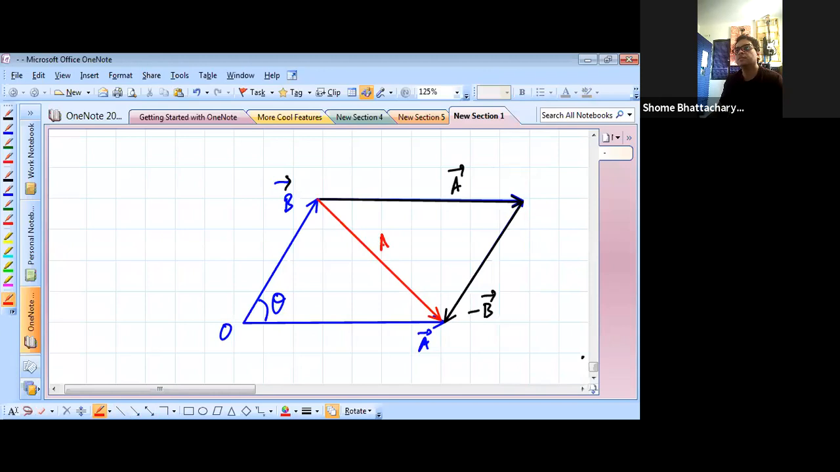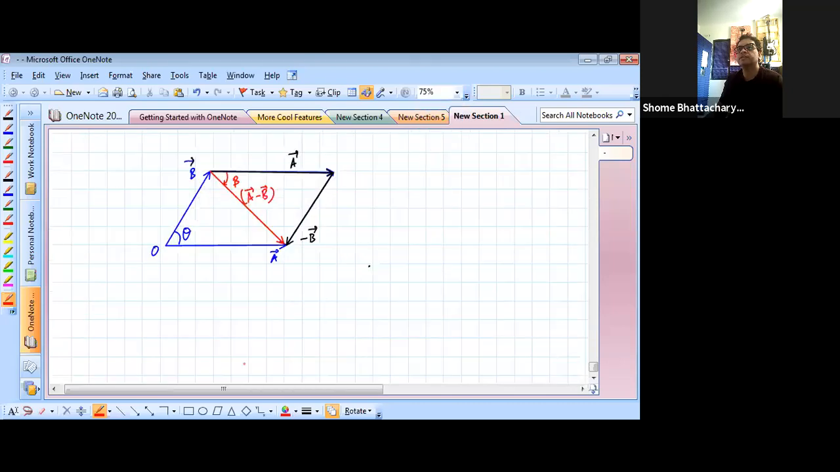This vector is becoming now A minus B, and this angle is beta. So we'll have the same formula for this, which we had in the second part of triangle law. Yes, that magnitude of A minus B is root of A square plus B square minus 2AB cos theta, and tan beta is equal to B sin theta upon A minus B cos theta.